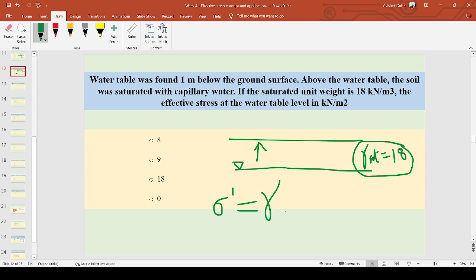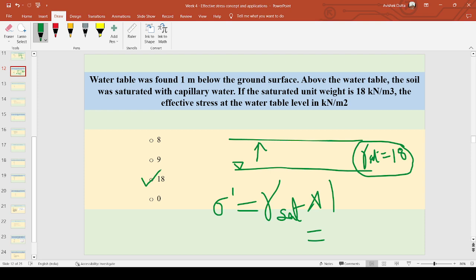Equal to gamma sat into depth. Depth is 1 meter. That will be equal to 18 kilonewton per meter square. So effective stress will be gamma sat into 1, that is 18 into 1, 18.